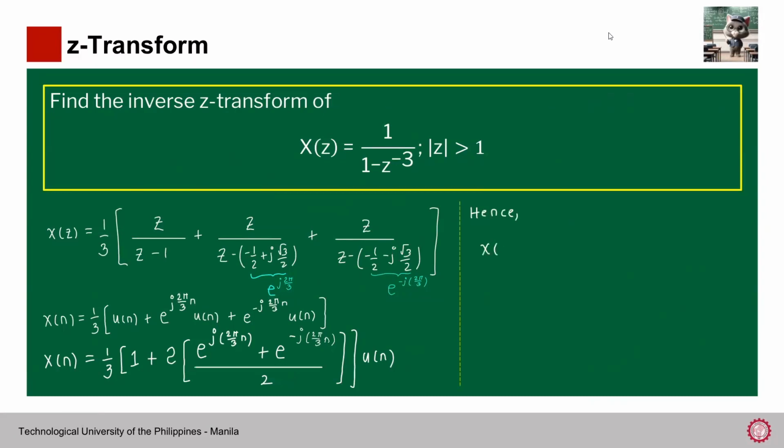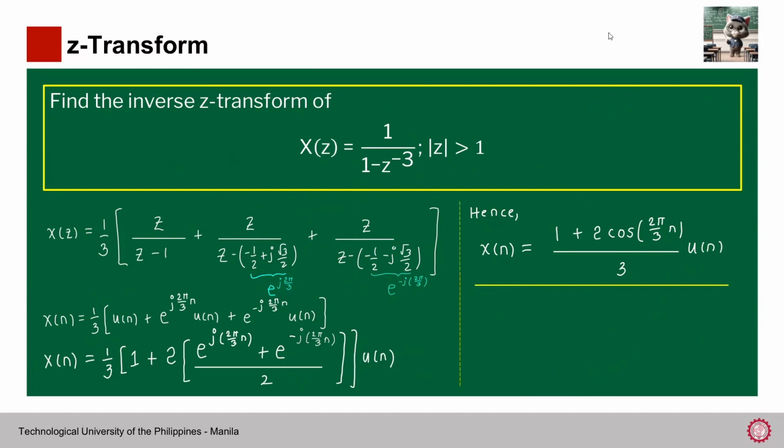So yung x of n natin is given as, numerator muna tayo, so 1 plus 2 cosine of 2 pi over 3n, all over 3 u of n. Inayos ko lang yung pagkakasulat, guys. So, this is our answer, this is our x of n. Malinaw po? Yes. So, here's the answer to this question.